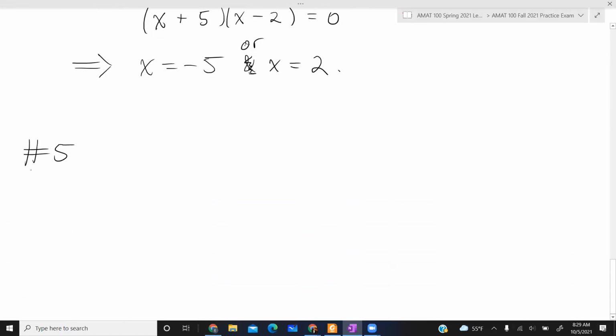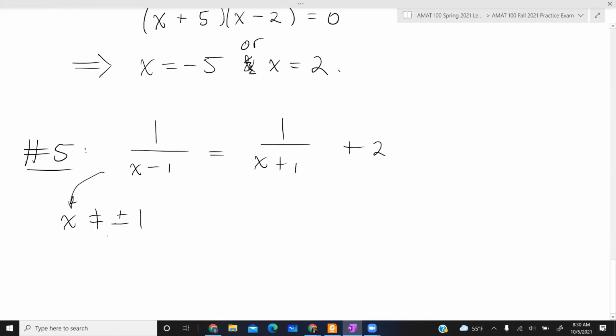So now we're on to number 5, and we have to solve the following equation for x. We have this fraction. First of all, we can make an observation that x cannot be plus or minus 1. These values are not allowed. So whatever values we get, we have to make sure they're not these values.